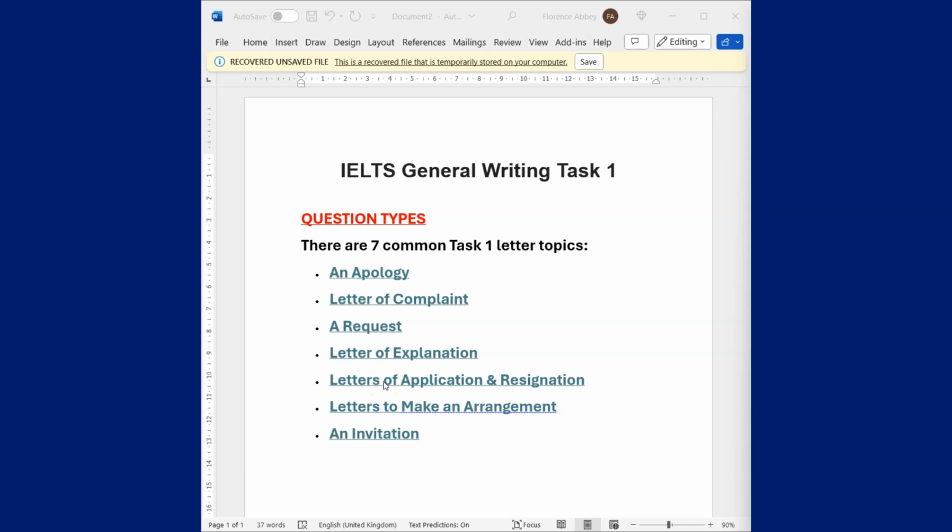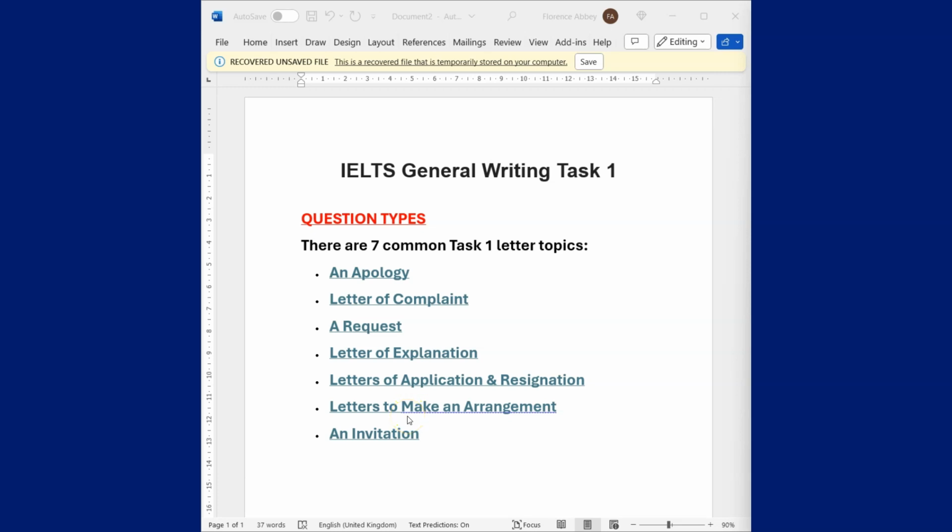Now the fifth one would be a letter of application or resignation, and that is very clear. You are in a job, in a company, you don't like it and you want to resign. So you want to write a letter to the manager to tell him or her that you are resigning. It might also be that you want to apply for a particular job and they want you to write an application letter to the head of department or whoever owns that company about your interest in that particular job.